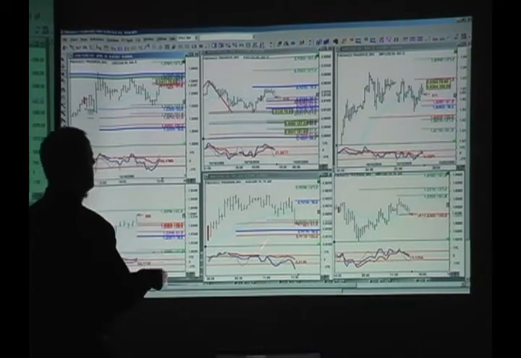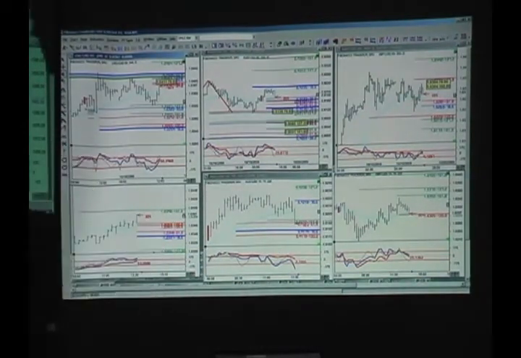Does anyone see anything on these charts that they would take as a trade, based upon price pattern or anything you're using? You all got your computers on. You're probably looking at your own stuff.